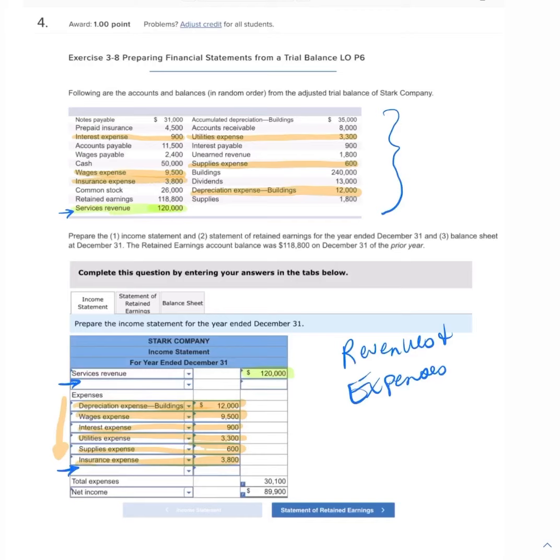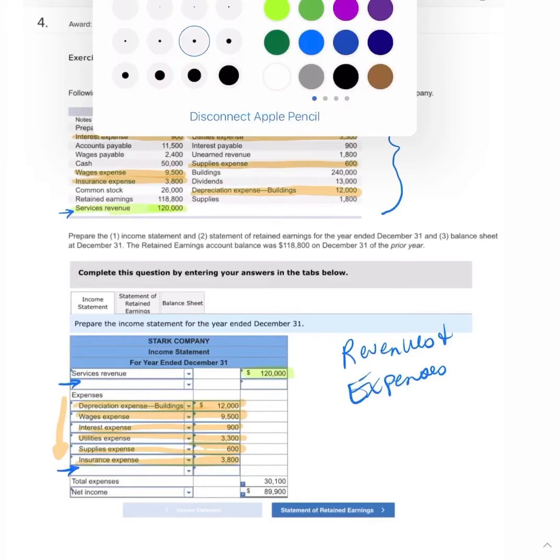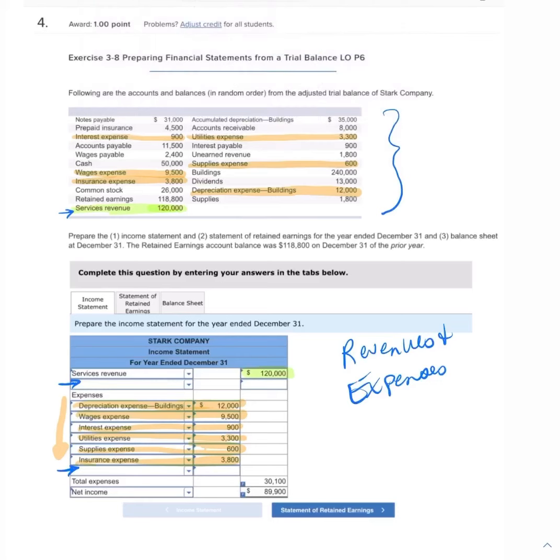Now, very quickly, I do want to point one thing out. I'll just use this purple for it. Dividends. Why do we not see dividends down here? Hopefully you can answer that question on your own. And the answer is because dividends are not an expense.